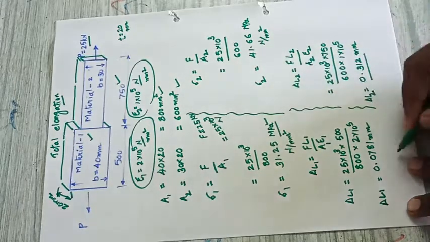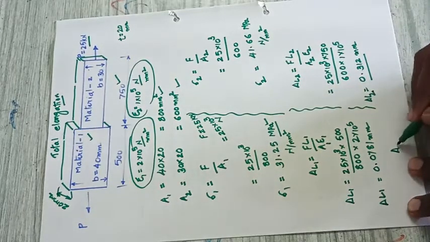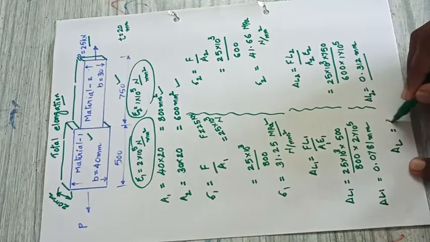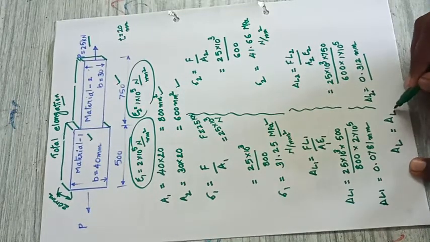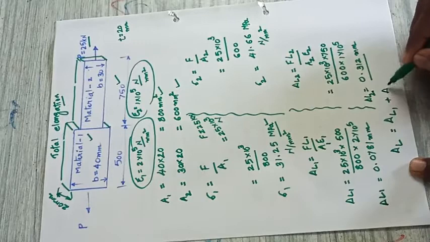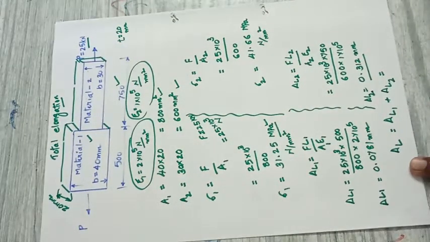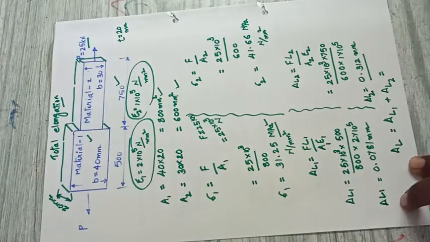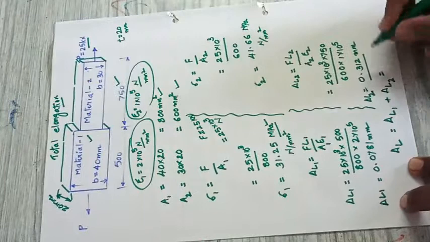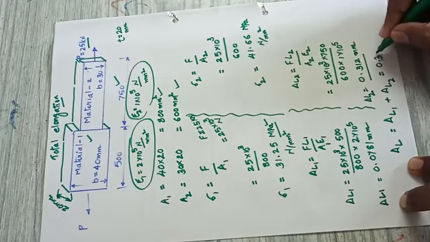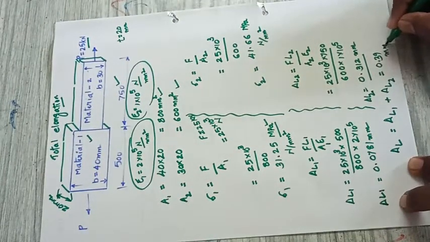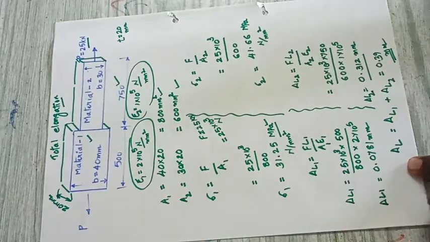If I want to find the total elongation, that is delta L, delta L is equal to delta L1 plus delta L2. I will substitute both the values and I will get a final answer of 0.39 mm. Okay, this is the answer.